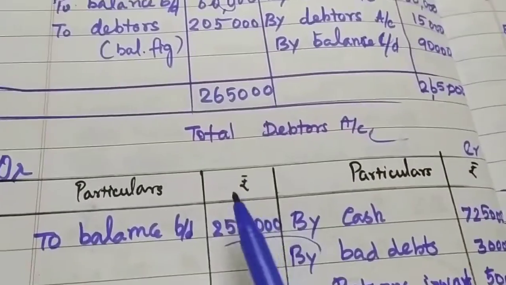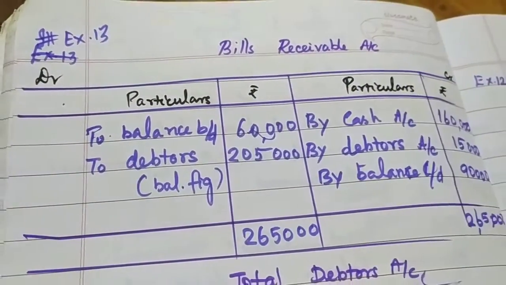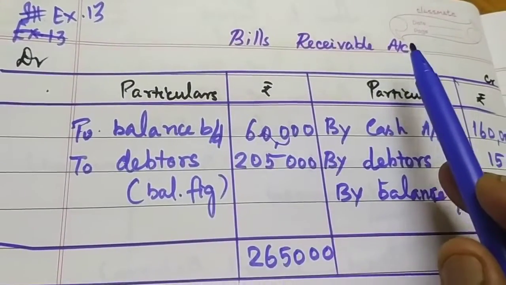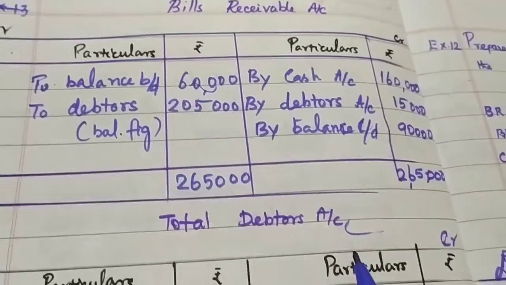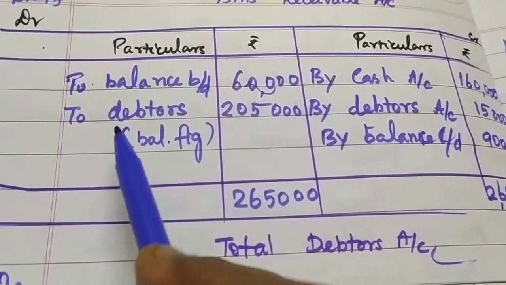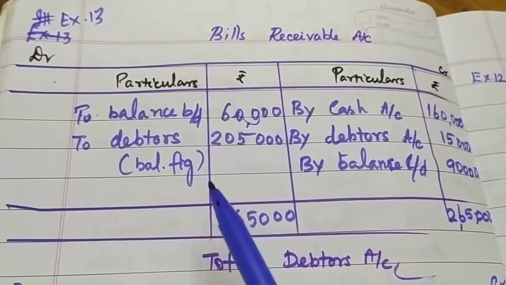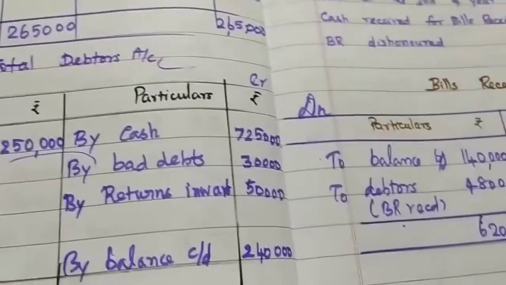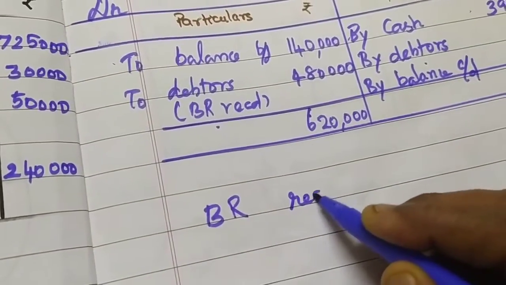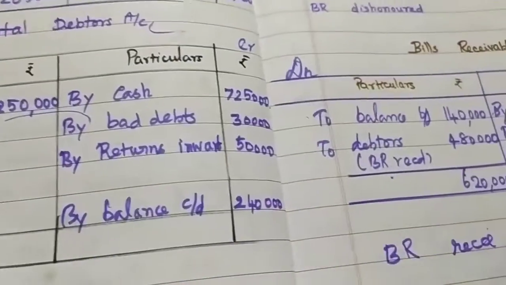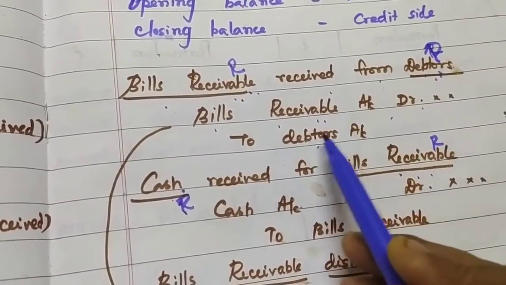Before closing the total debtors account, you have to look at the bills receivable account. In the bills receivable account, if there is any debtors entry, it is to be transferred to the debtors account. Here you can see debtors 2,05,000. This is bills receivable received during the year, I said. For this we have seen the journal also. Bills receivable received during the year means what journal have we seen? That is, bills receivable is coming in, debtors is giving.